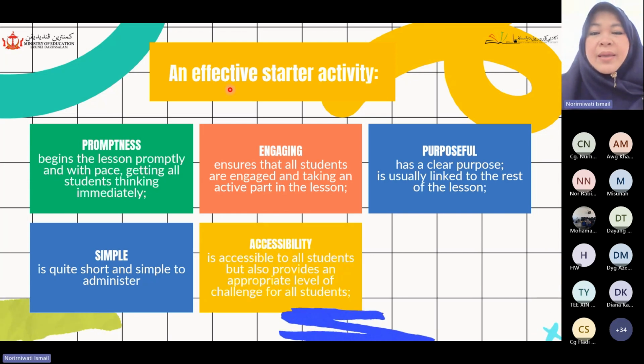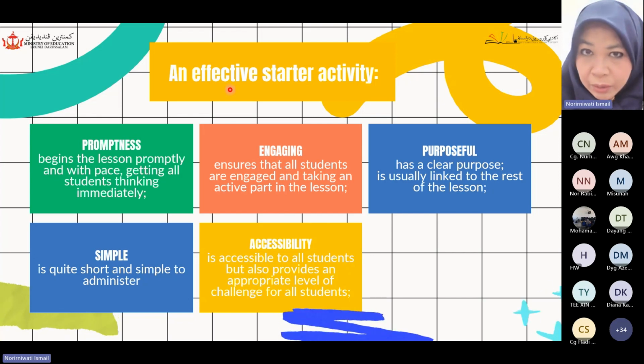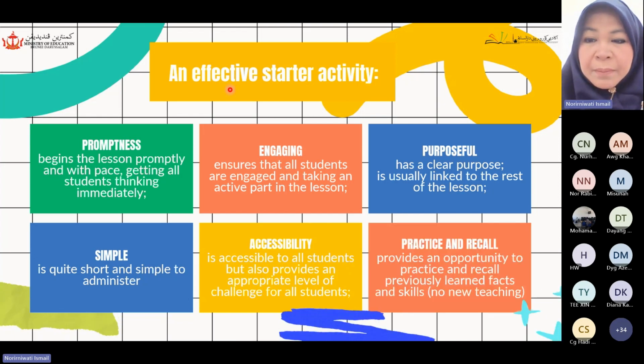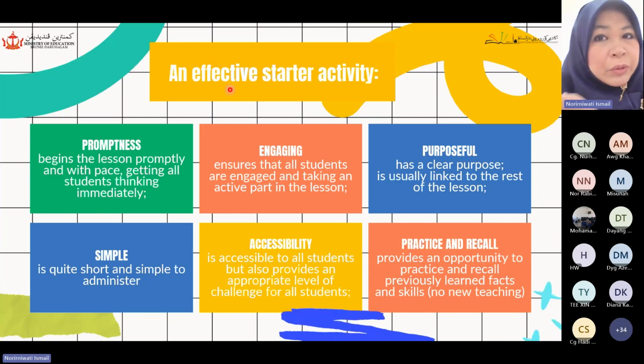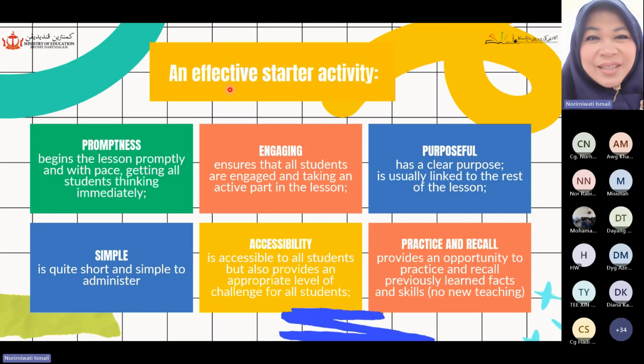And then the next one is accessible. Mesti appropriate to challenge all students juga. All right, and practice to recall. Use starter activity to recall some facts from previous lesson juga. Now, moving on to some examples of starter activity juga.